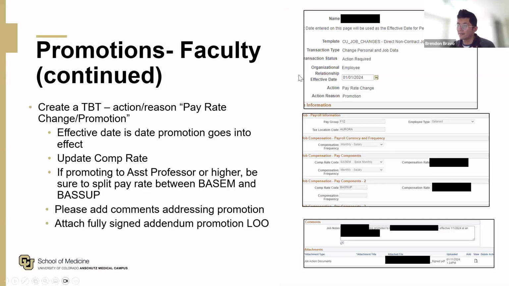So again, here we're going to look at our TBT. We have a pay rate change promotion for that effective date and the action reason. You want to update your comp rate. If they are promoting up to an assistant professor or higher level position, you want to make sure that you are updating those comp rate codes, so your base M, to reflect that new BSI amount, which we will touch on a little bit later as well. And then also make sure you're attaching that fully signed addendum lieu and adding general comments to the TBT.